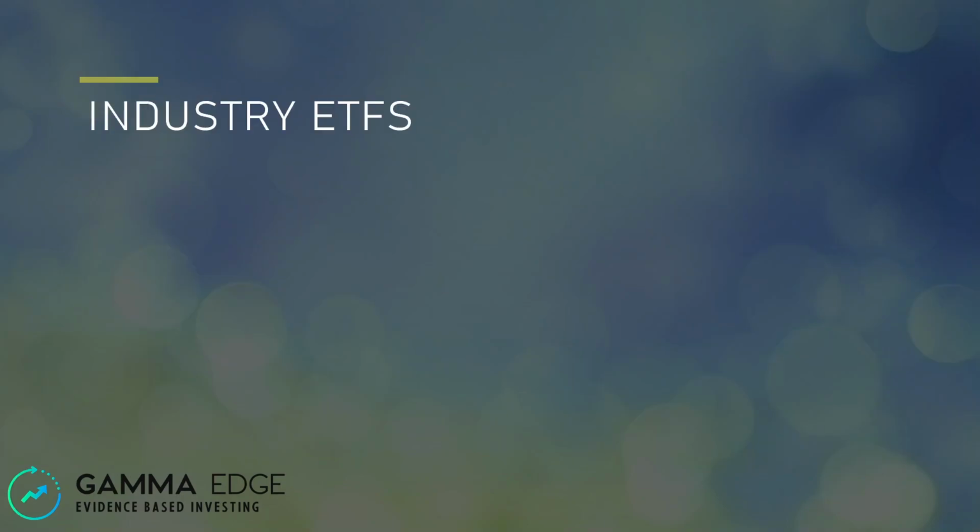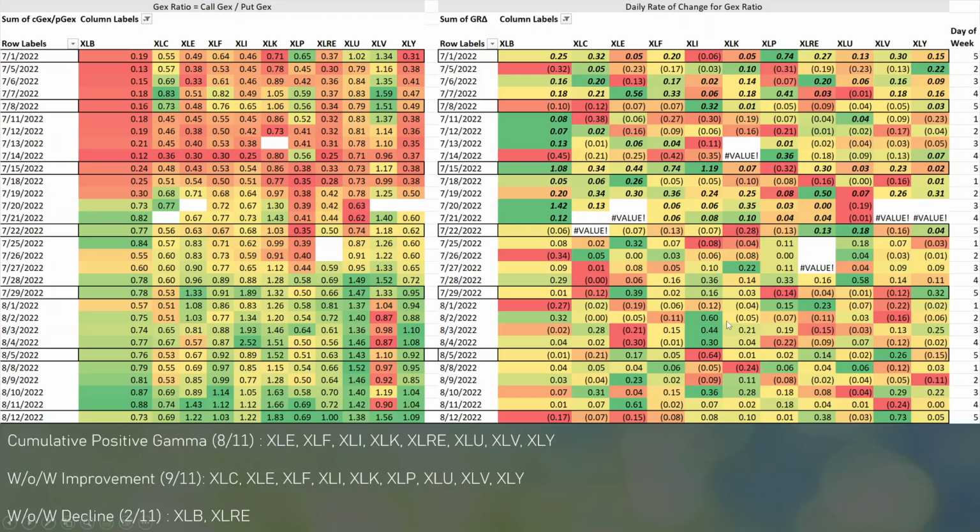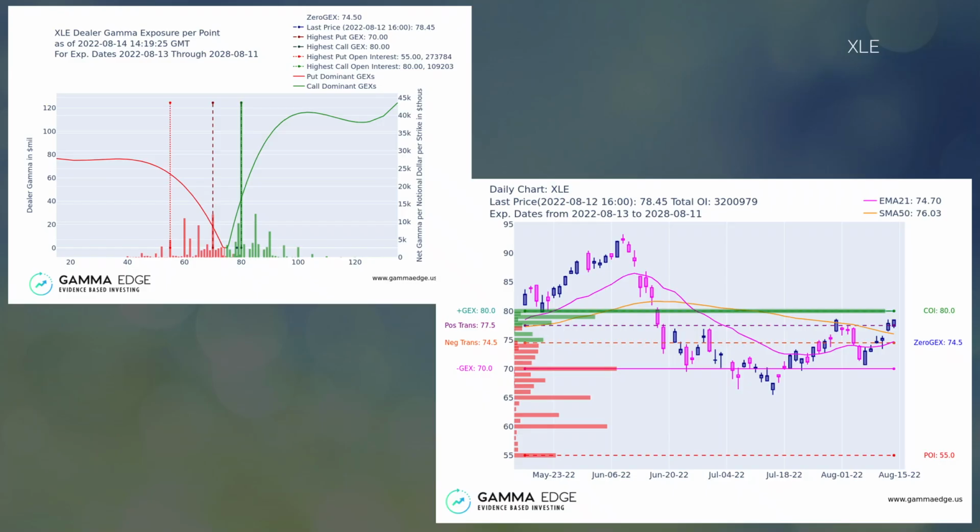With it being the weekend, we're going to lastly hit on some industry ETFs. So here we have the fish pond map. Just looking real quick, we have 8 of 11 sectors in a positive cumulative gamma. You can see week over week improvements in 9 of 11 and week over week decline in 2 of 11. So again, a very constructive week, not only in terms of price, but in terms of things we're seeing under the hood. So let's go through each of those cumulative positive gamma charts real quick.